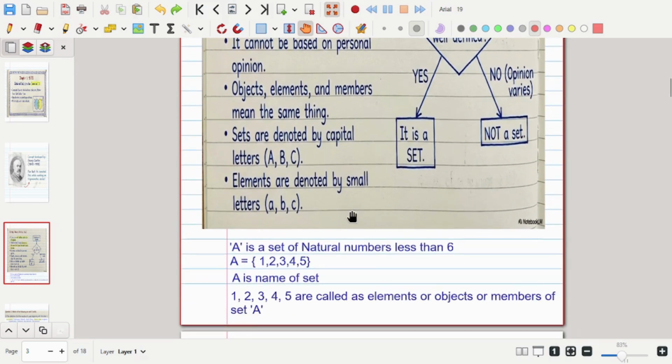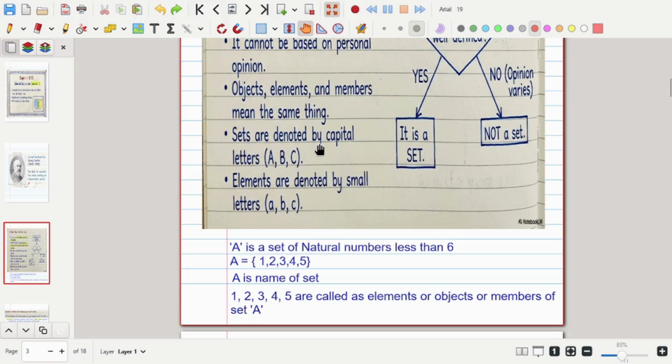Let's see an example. A is the set of natural numbers less than 6. Natural numbers means the numbers which start from 1 and go to infinity. But here we want natural numbers less than 6. So the numbers are 1, 2, 3, 4 and 5. So we will use this definition.